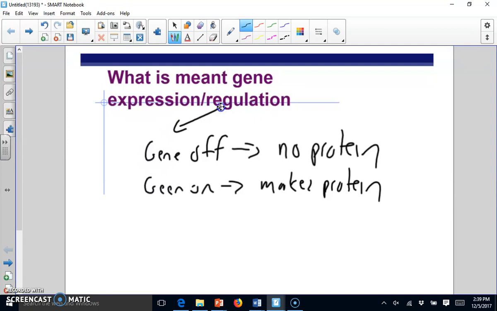Another term they could also use, if they say a gene is expressed, that means that it's turned on and it's making a protein. If they say a gene is not expressed, that means it's turned off and it's not making a protein.